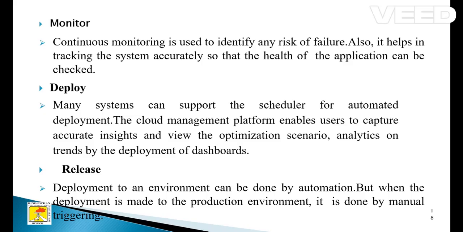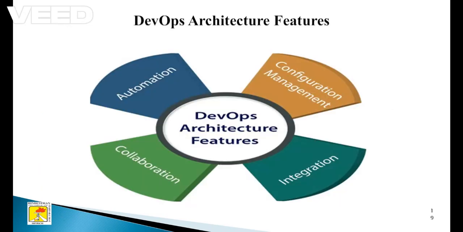Next is deploy. Many systems can support the scheduler for automated deployment. The cloud management platform enables the users to capture accurate insights and view the optimization scenario analytics on trends by the deployment of dashboards. Next is release. Here, the deployment to an environment can be done by automation, but when the deployment is made to the production environment, it is done by manual triggering.